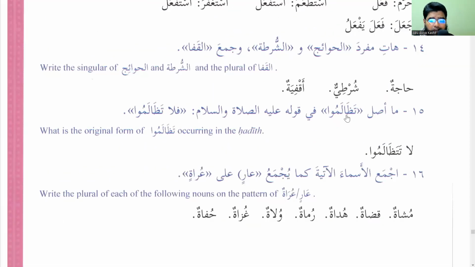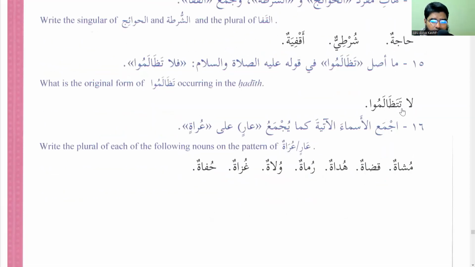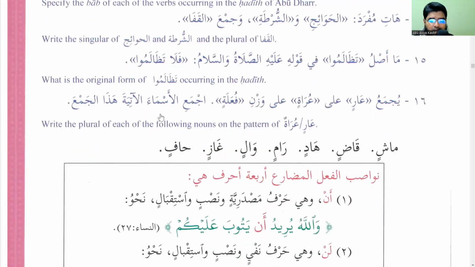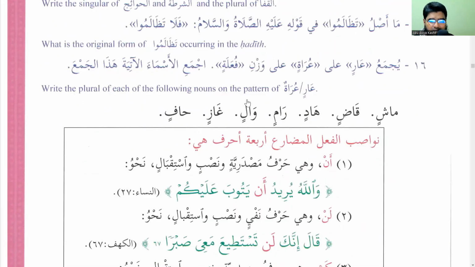And tadalamu is tatadalamu, la tatadalamu. The ta is dropped for easier pronunciation, and we saw that. It's just reviewing previous ones. Write the plural of each of the following on the pattern of uratun arin. So arin is singular, right? Arin is like qadin. Qadin.